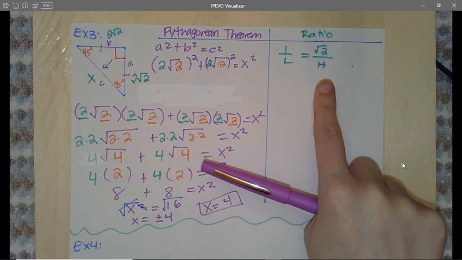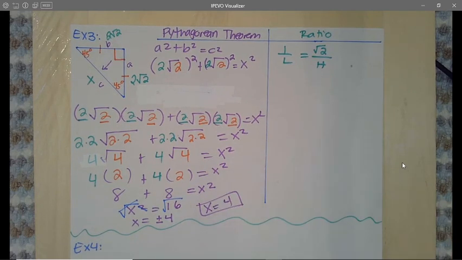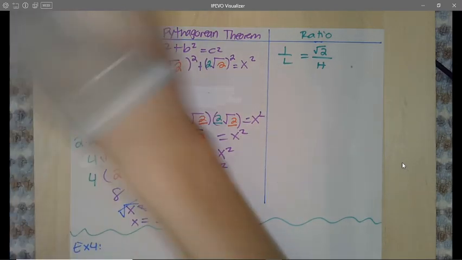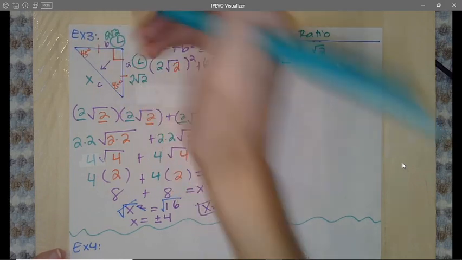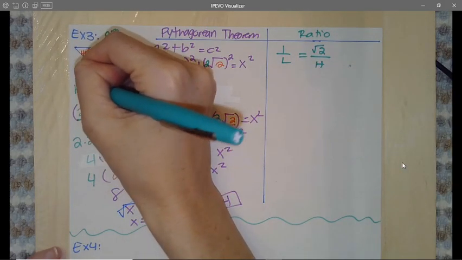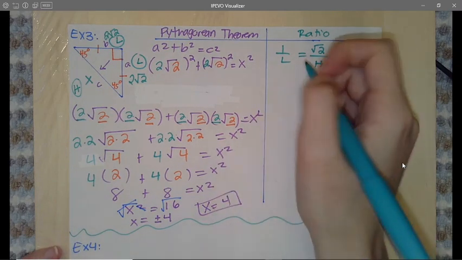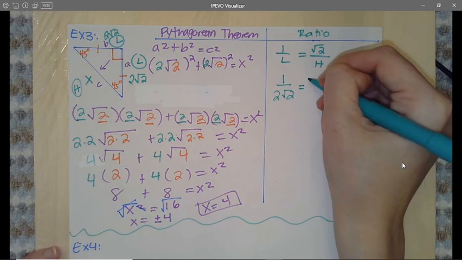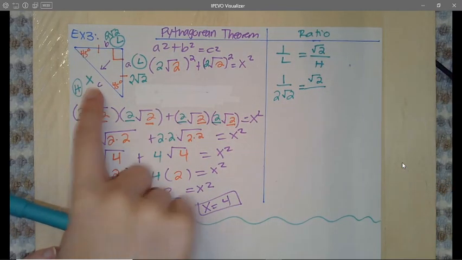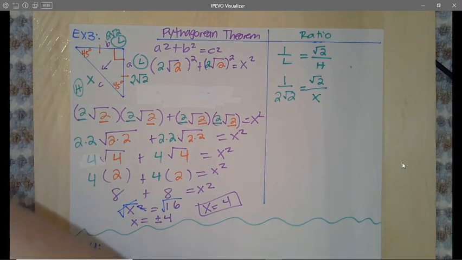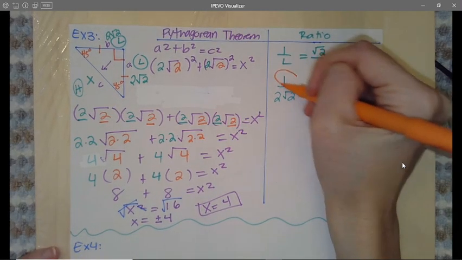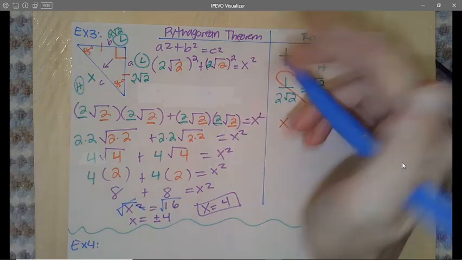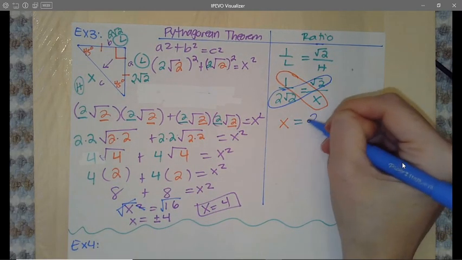You can also solve using the ratios. So let's get started on the ratios. Okay, so the legs, those are the two sides of the right angle in the right triangle. So these two sides are the legs. The side across from the right angle is the hypotenuse. So let's set this bad boy up. So we have 1 over the leg, which is 2 root 2. And that will equal root 2 over the hypotenuse, which is x. Alright, let's start cross multiplying. So 1 times x gives me x, and this will equal the other way 2 root 2 times root 2.